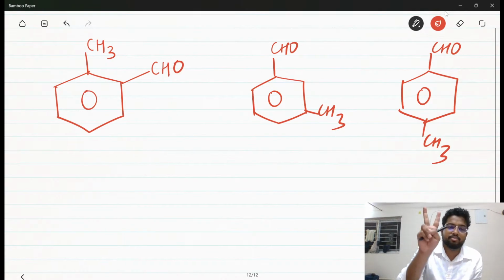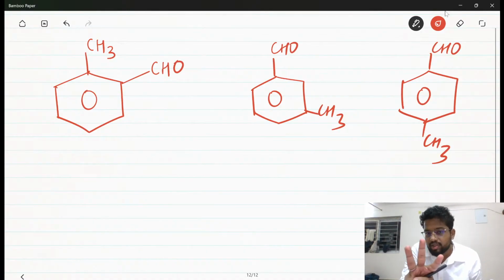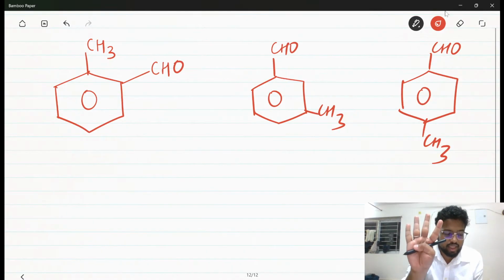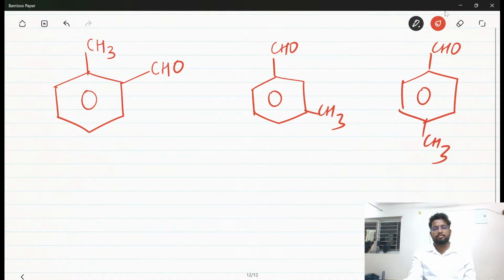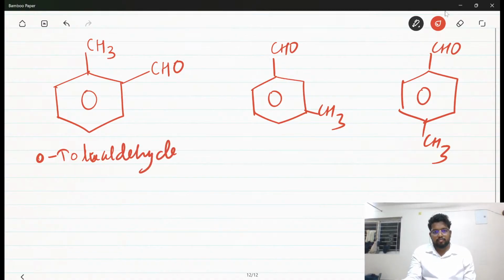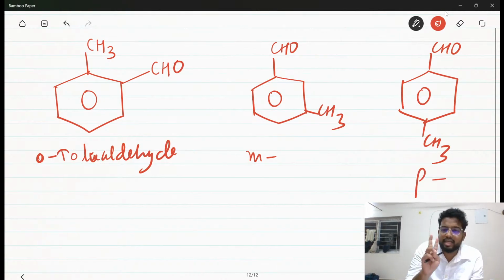These are common names. What would be the IUPAC names? 2-methyl benzaldehyde, 3-methyl benzaldehyde, and 4-methyl benzaldehyde. IUPAC names are simple. See, what would be the name of this one? Ortho, meta, para. If you use IUPAC naming, you replace this ortho, meta, para with numbers. Numbering starts from the higher priority aldehyde.